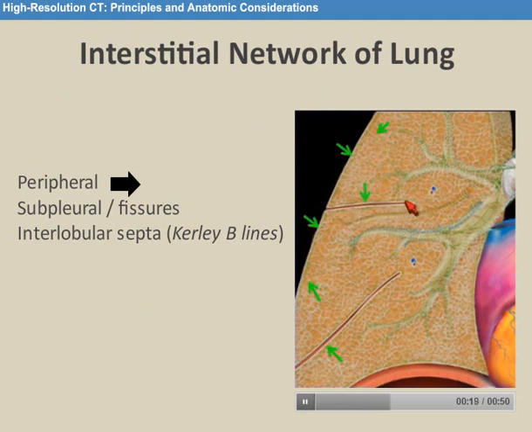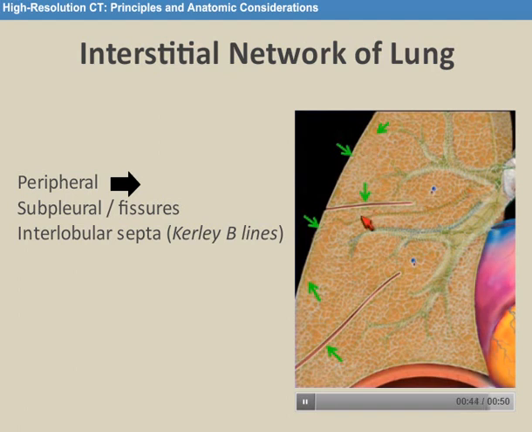And this will be important for you to realize when we look at some of the patterns you're going to encounter in high-res. If we look closely, we can see that this peripheral interstitium is contiguous with the septa that form these numerous secondary pulmonary lobules that extend throughout the entire lung. Those interlobular septa themselves are the structure that form the Kerley B lines we're familiar with on chest radiography.